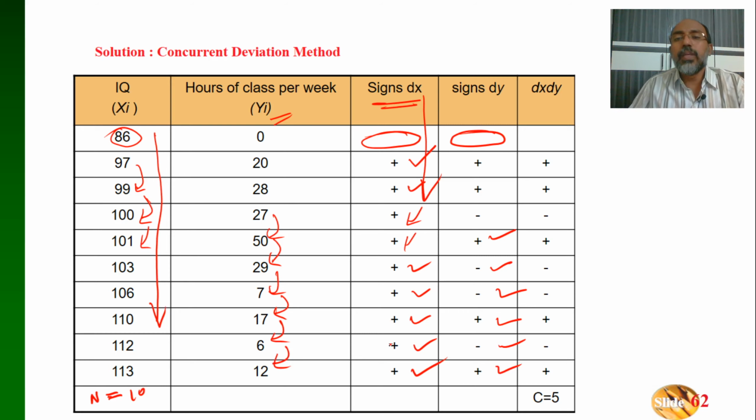So we have so far calculated the signs, the positive and negative signs. These are called concurrent deviations.